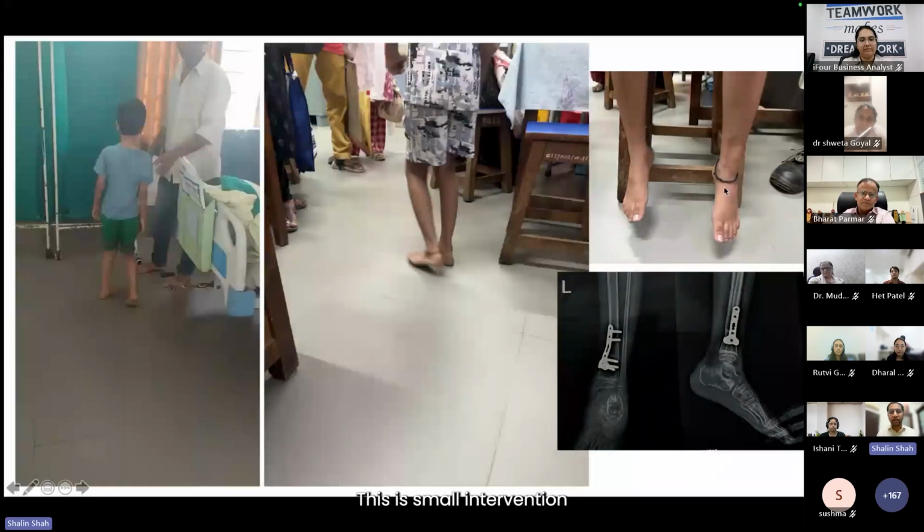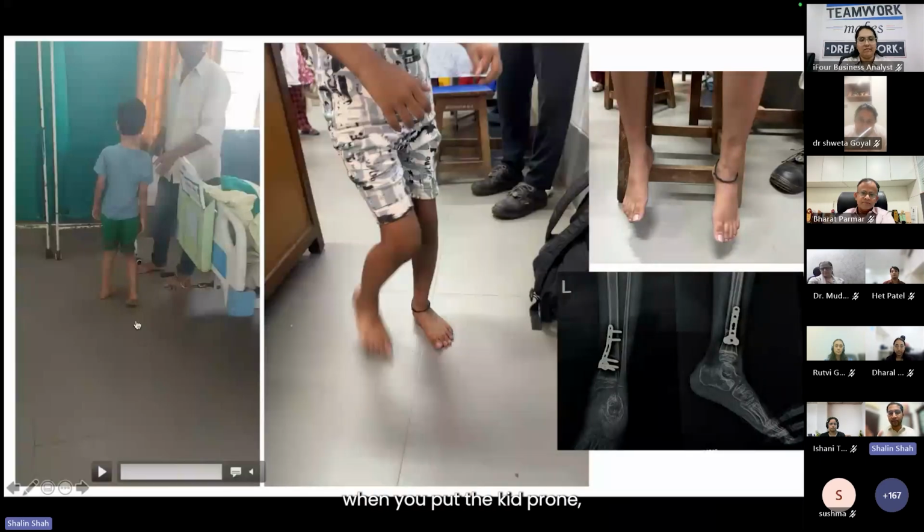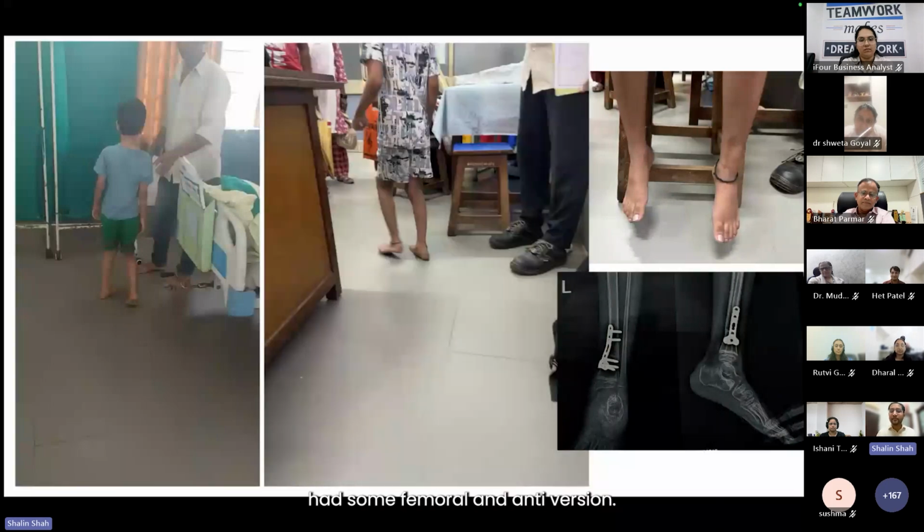The small intervention this kid needed was derotation of his left tibia. You could see when you put the kid prone and rotated the hips, both hips had some femoral anteversion, but that was not excessive. What was excessive was the tibial intorsion, a combination of femoral anteversion and tibial intorsion, causing the child to trip every time. That is pathological, which is why we had to intervene.